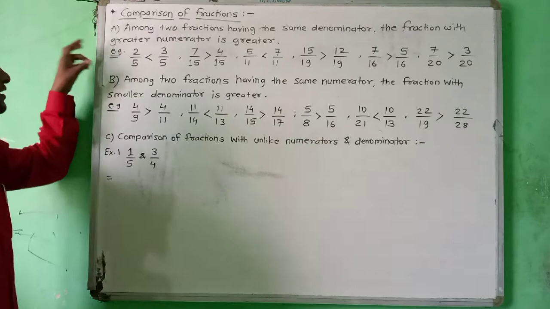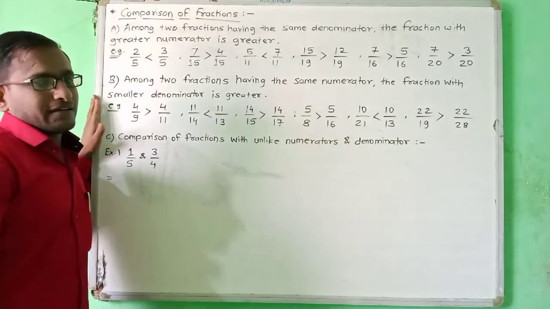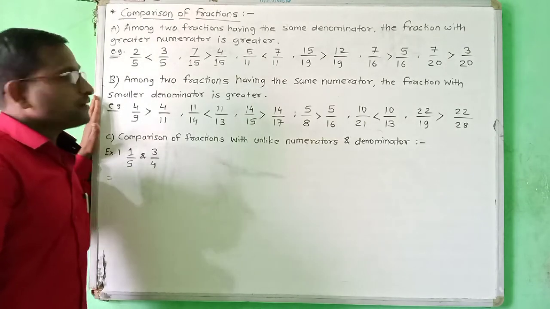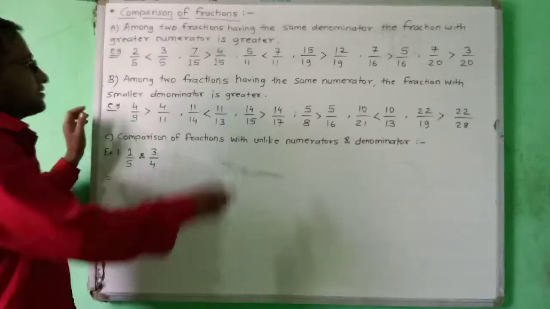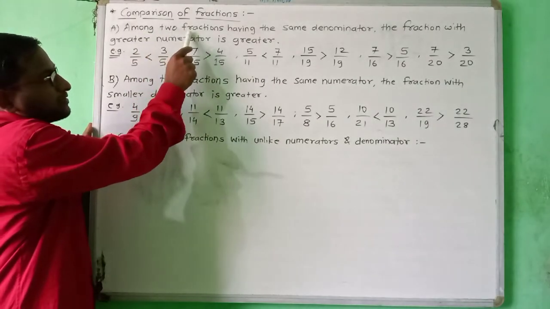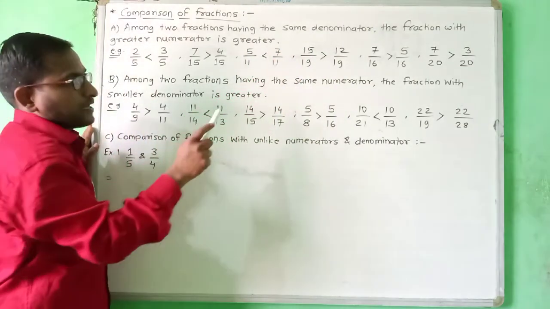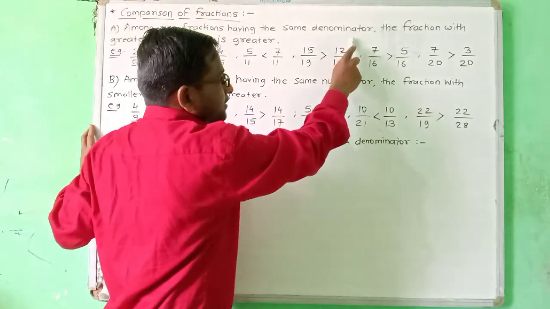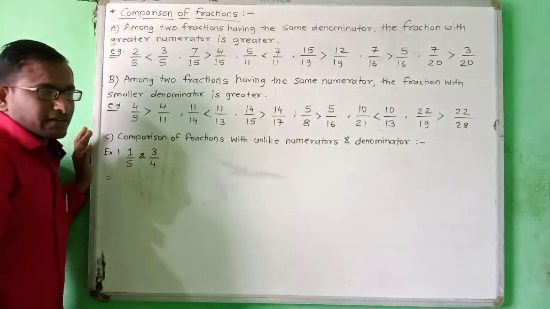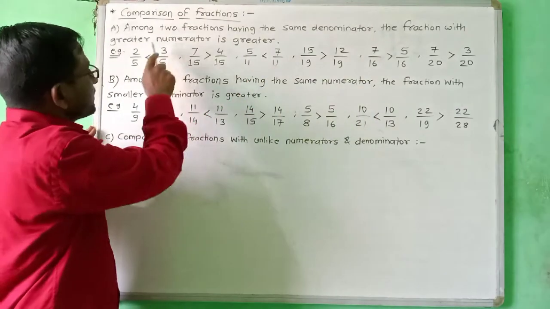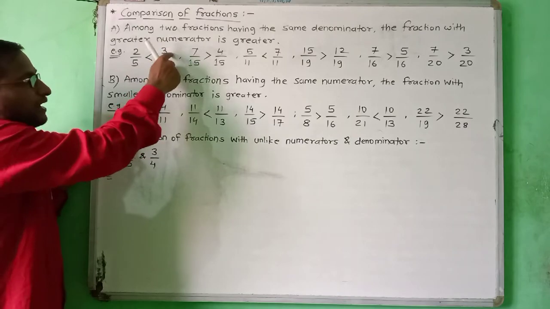Comparison of fractions. In this topic, first you will understand how to compare fractions. In the first point, among two fractions having the same denominator, the fraction with the greater numerator is greater. For example, see here 2 upon 5 and 3 upon 5.